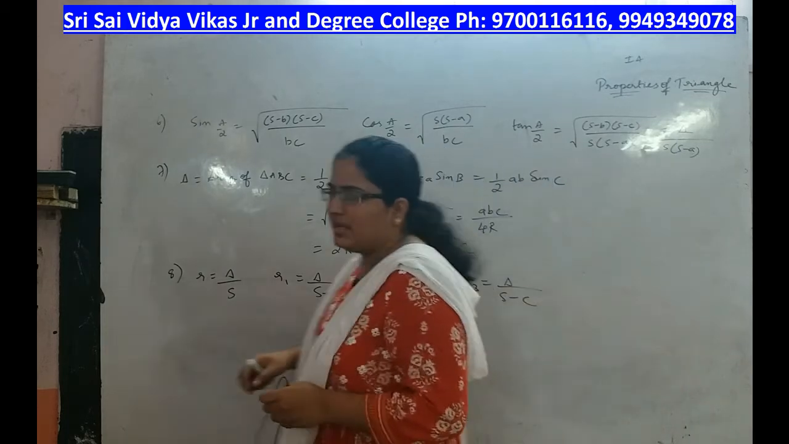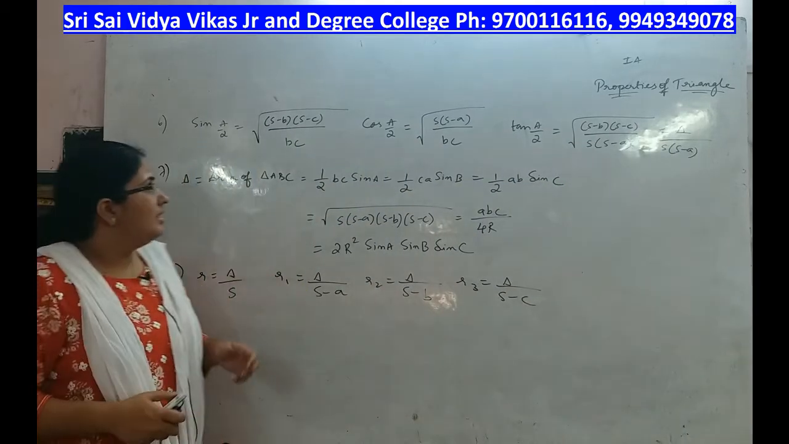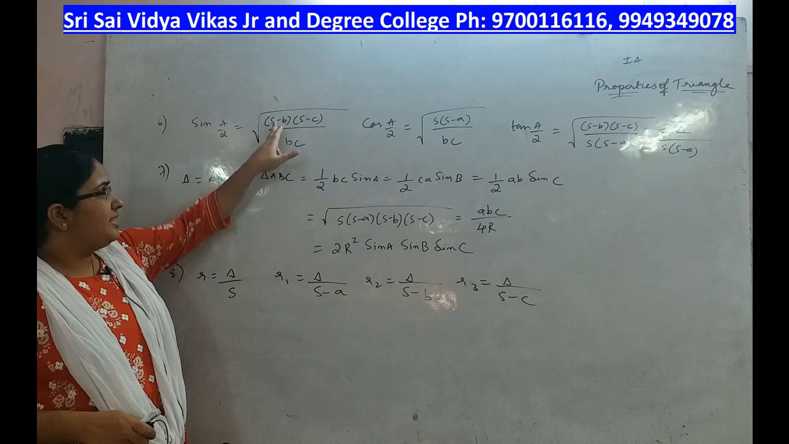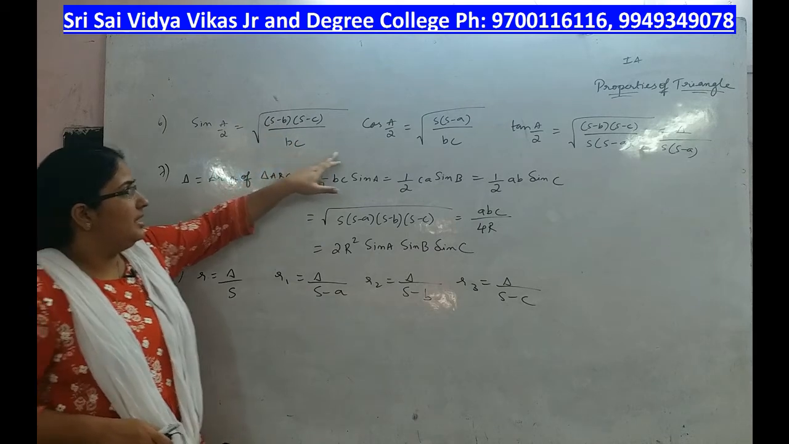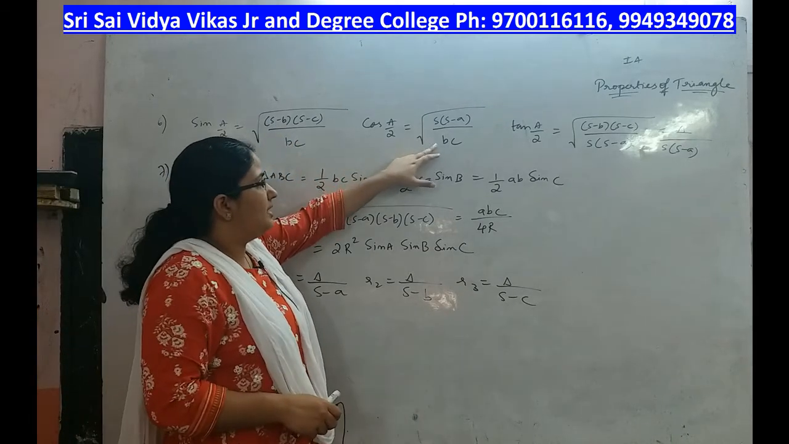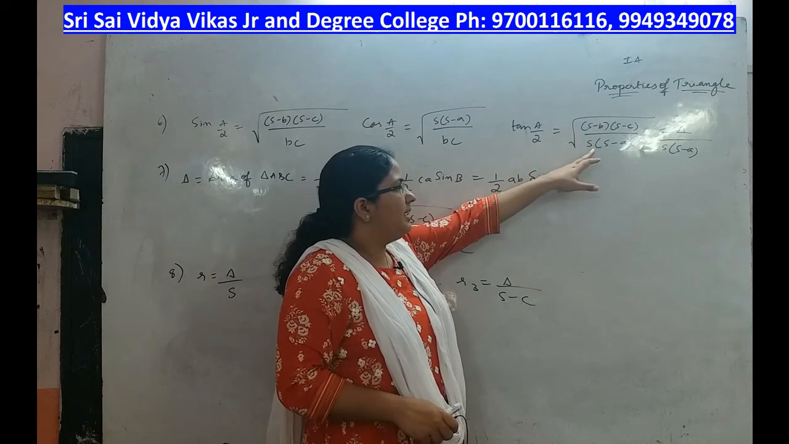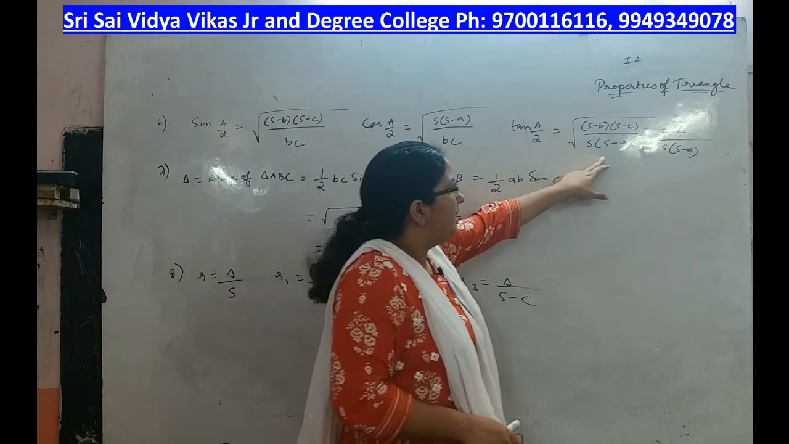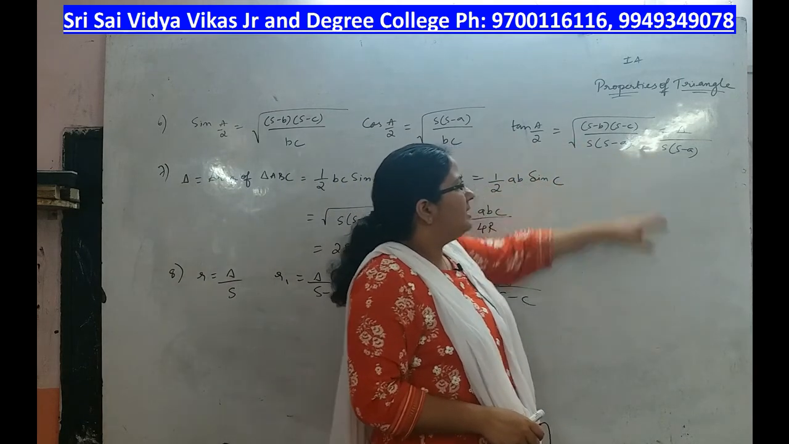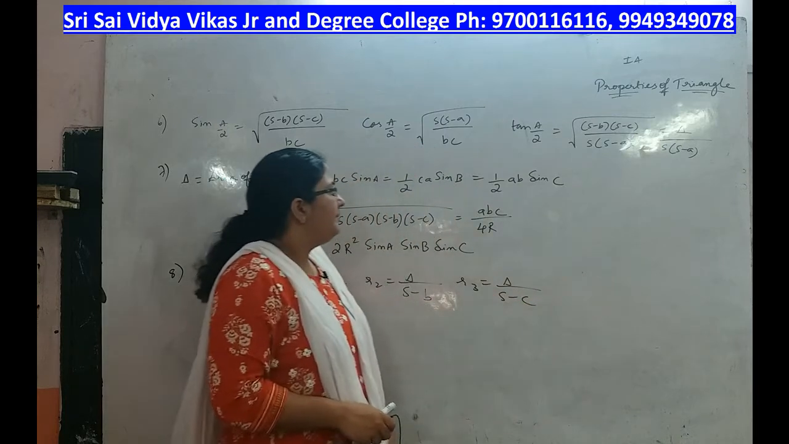The next set of formulas that we have: sin A by 2 is under root of (s minus b) into (s minus c) by bc. Cos A by 2 is under root of s into (s minus a) by bc. Tan A by 2 is under root of (s minus b) into (s minus c) by s into (s minus a), that is delta by s into (s minus a).